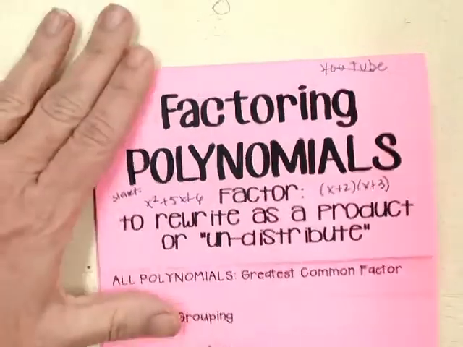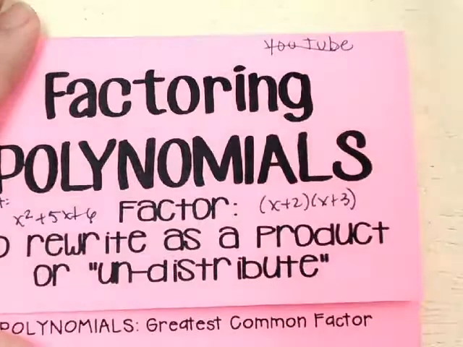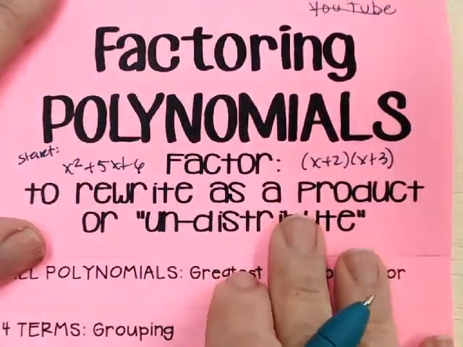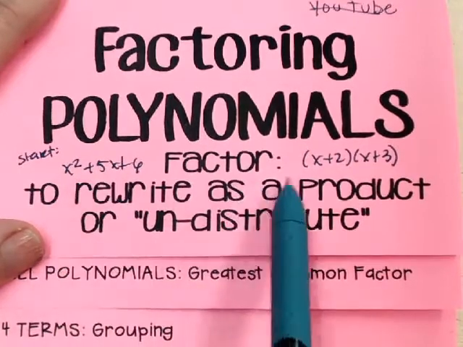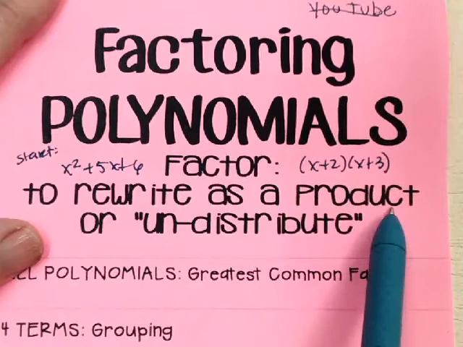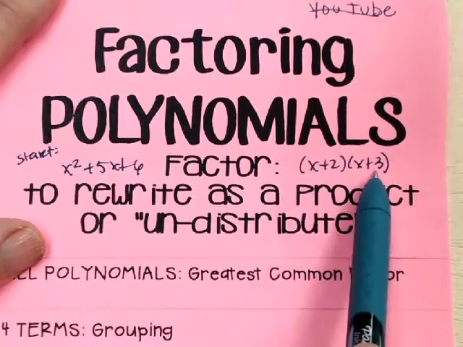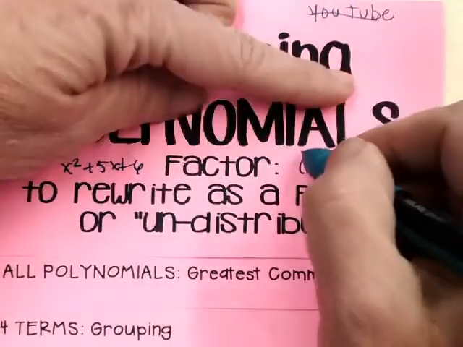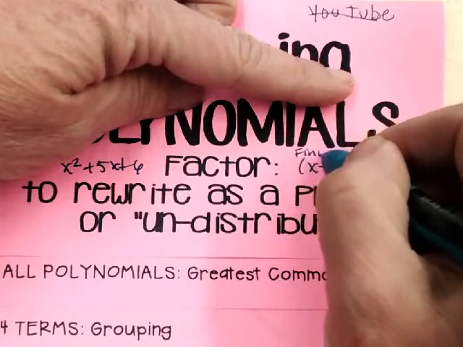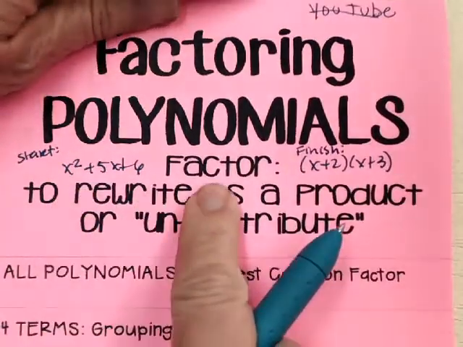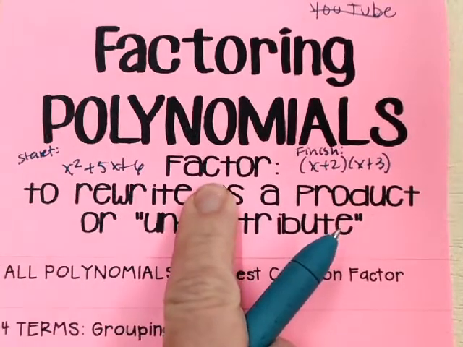Let me see if I can zoom in a little bit on that, just so we can see a little better. There. So I'm going to take a 3-term polynomial and I'm going to factor it, or rewrite it as a product. That just means I'm going to rewrite it as binomials that are being multiplied together. And that is the factored version of this polynomial. So this is what we want to have as our end product. This is what we want to finish with if this is what we start with and our directions are to factor.